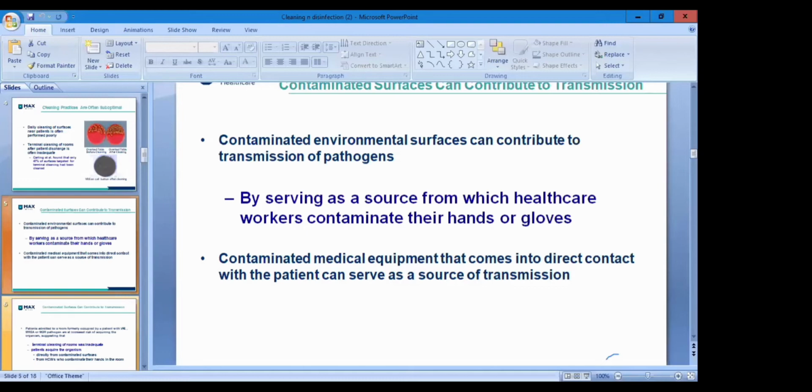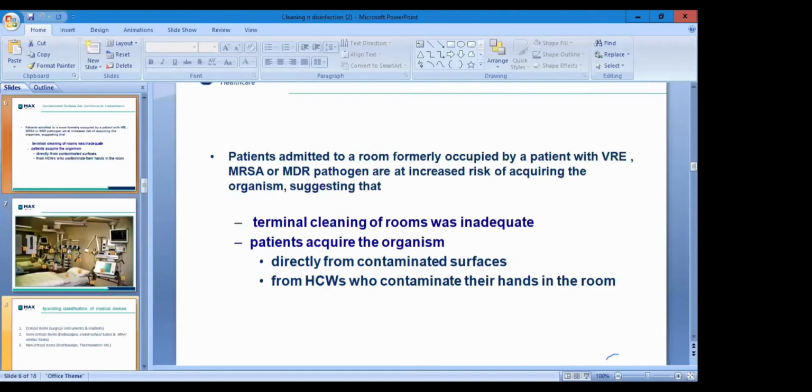Critical areas need to be defined, non-critical areas need to be defined, and how to clean before the patient enters the room and after the patient leaves the room. Both things have to be very much defined, and they need to be trained, because all will depend on the housekeeping staff. Cleaning and disinfection are the things which need to be in control. Now, a patient admitted to a room formerly occupied by a patient with VRE, MRSA, or MDR, that is multi-drug resistant pathogens, is usually at risk of acquiring the organism.